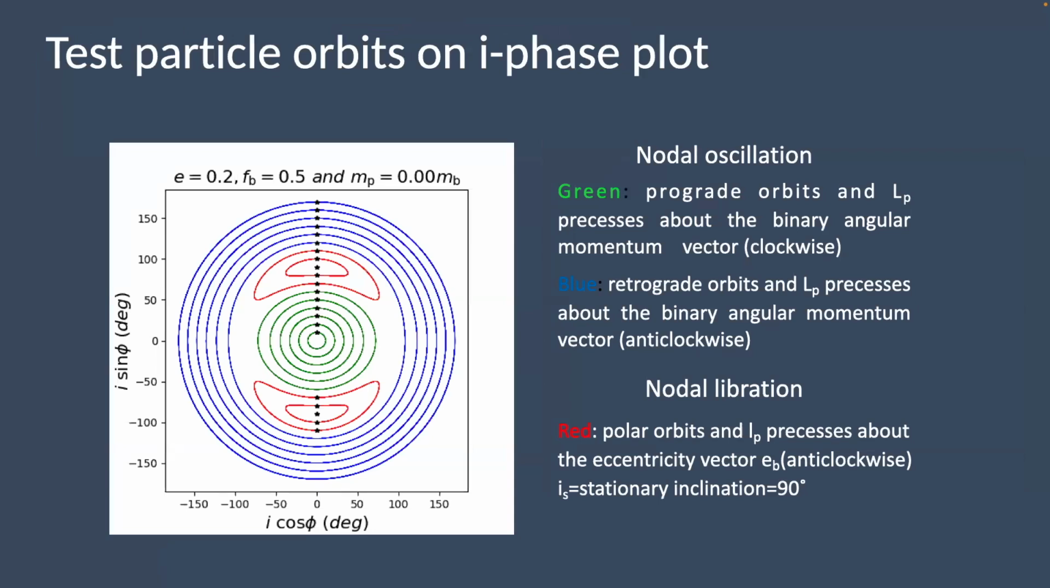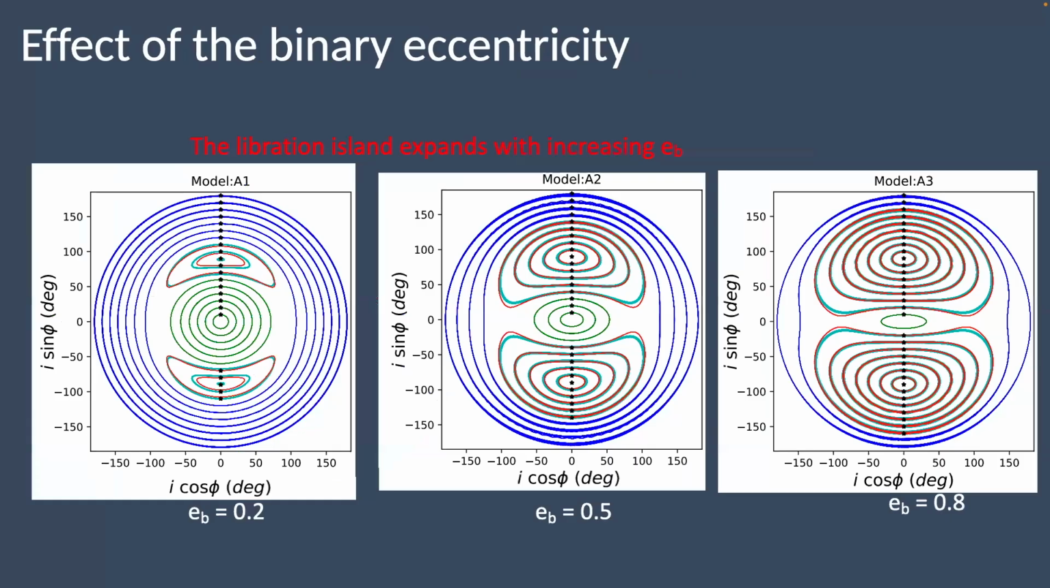From this plot, we know there are three types of orbits, and then there is another oscillation, another libration, which is either about L_b or the binary eccentricity vector e_b. But actually, this libration island can expand with increasing binary eccentricity. That means around a very eccentric binary, the planet can undergo another libration.